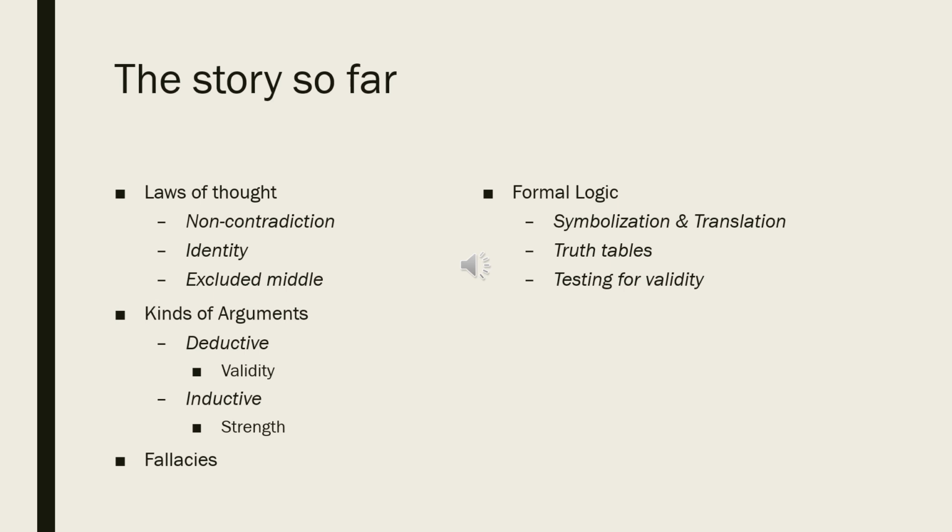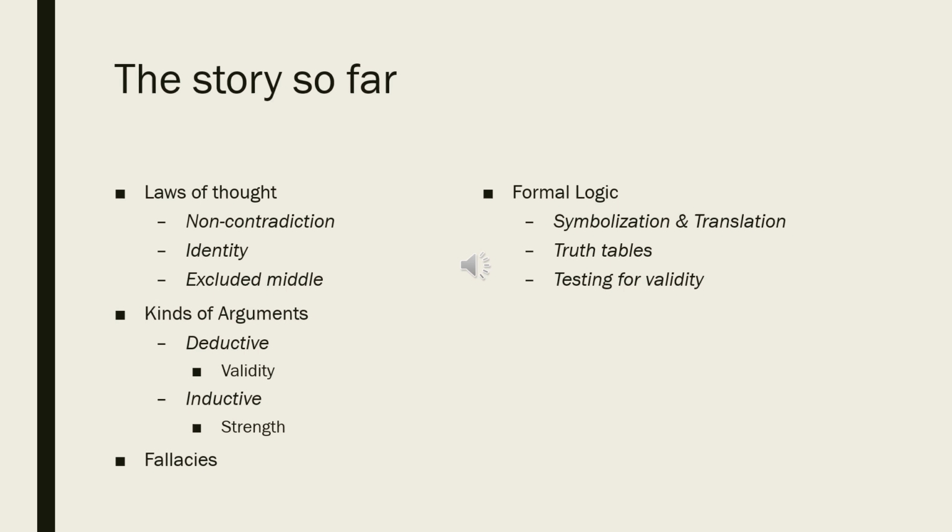And that led us to thinking about different kinds of arguments. Within the realms of possibility, we distinguished two different kinds of arguments, deductive and inductive, and discussed what makes a deductive argument good, namely its validity, and what makes an inductive argument good, namely its strength. We discussed a number of different kinds of fallacies, both deductive fallacies and inductive fallacies.